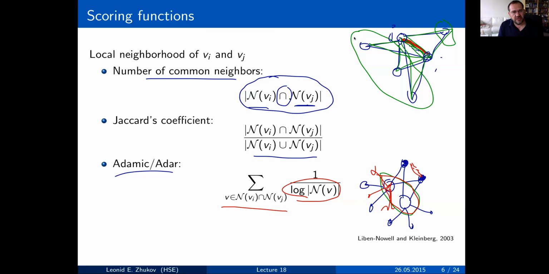If you want to learn a little bit more about that metric, you can look it up in the paper. The surprising fact is that this metric is one of the strongest predictors for the existence of the edge.